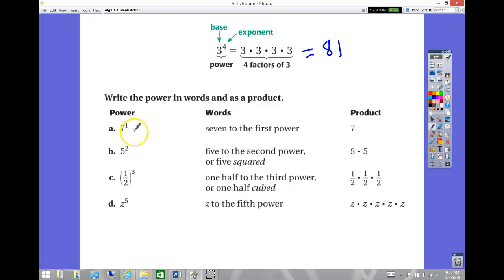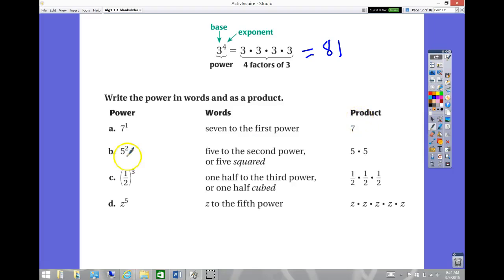7, let's go through these examples right here. 7 is the base, 1 is the exponent. We would say 7 to the first power. In fact, most of the time, if you're raising something to the first power, you don't even write the 1. It's assumed you mean 1 if there's no exponent.